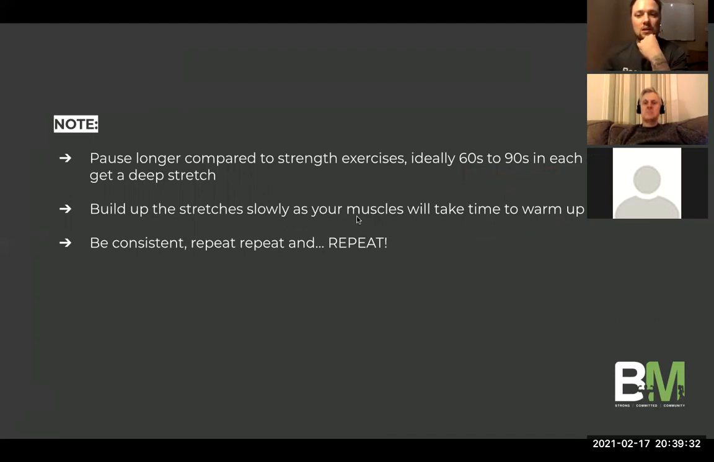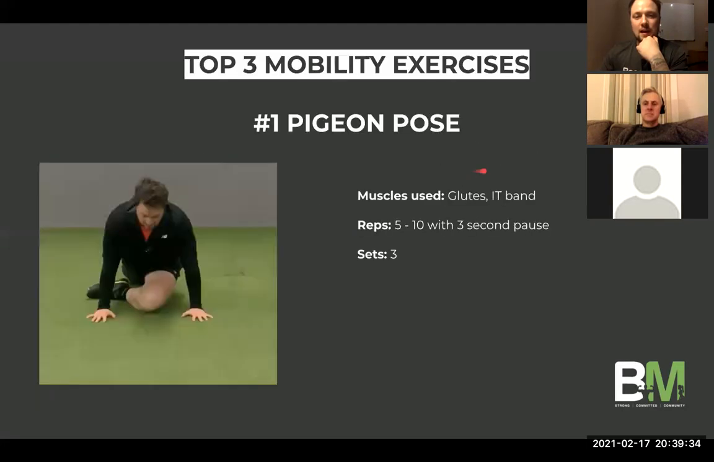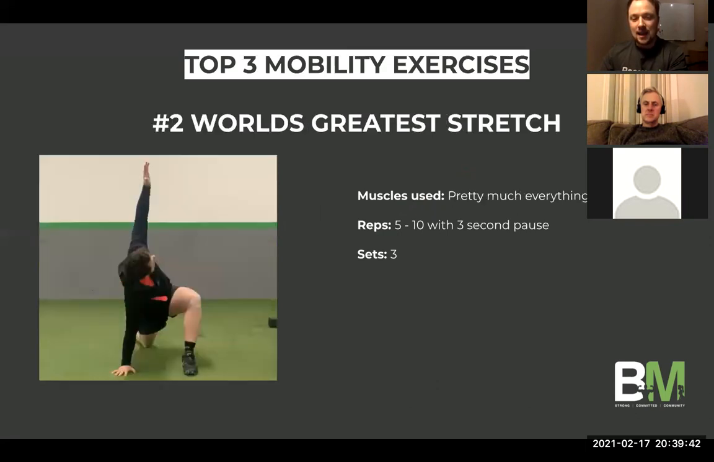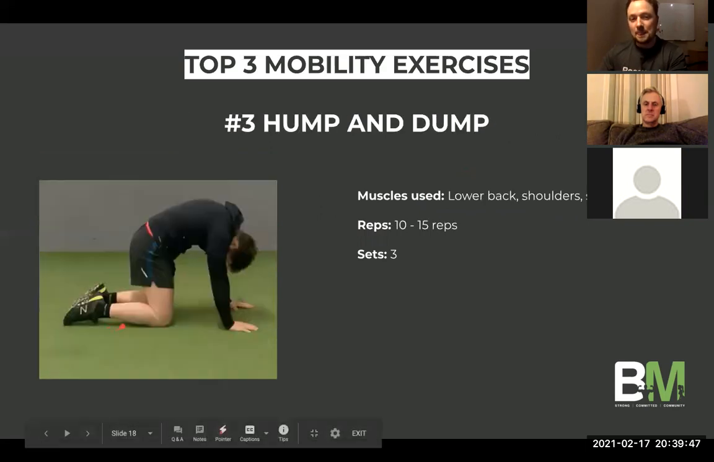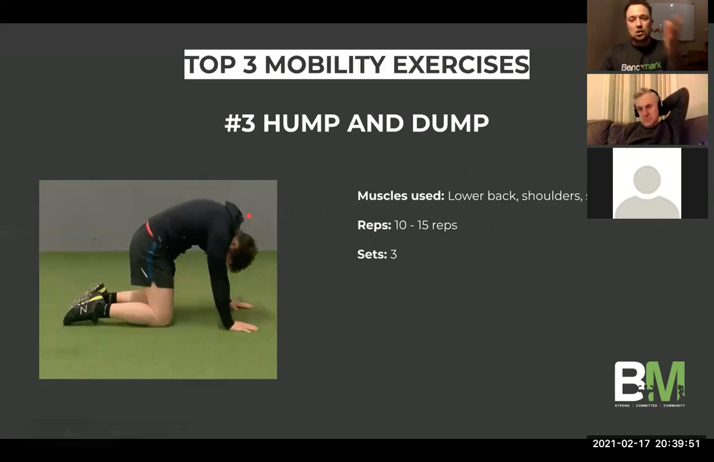So what I would recommend is spend 60 to 90 seconds in each position. So literally 60 seconds like that, 60 seconds on the other side, 60 seconds of moving here, 60 seconds on the other side, and 60 seconds of humps and dumps. That'll take 5 minutes, but you could do 3 rounds, and that's 15 minutes. So pause long when you do it.